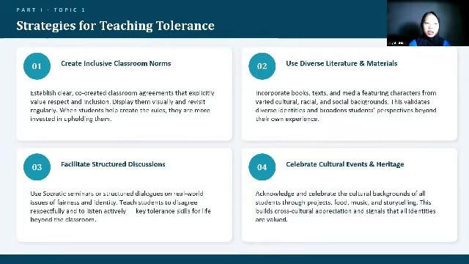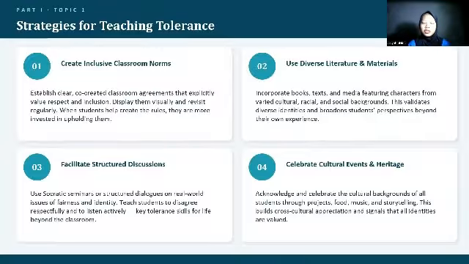Strategies of teaching tolerance. 1. Create inclusive classroom norms. Establish clear, co-created classroom agreements that explicitly value respect and inclusion. Display them visually and revisit regularly. When students help create the rules, they are more invested in upholding them.